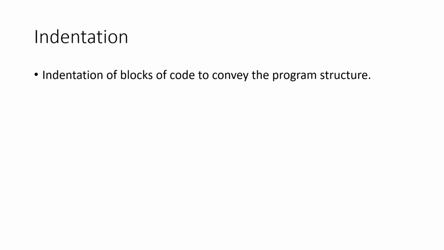Now the third thing we're going to be covering is indentation. Indentation is a very important part of programming language, and it's basically the indentation of blocks of code to convey program structure. While you're creating conditionals, you need to indent all of the statements that are inside the conditional, and we'll see how it is done in the practical part. It's basically called indentation, where you have blocks of code that convey program structure.